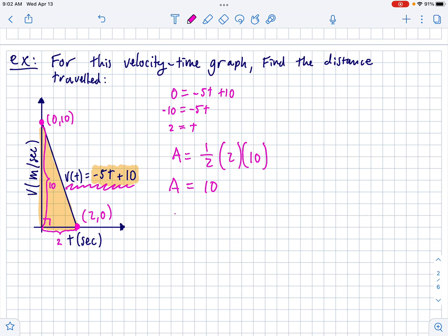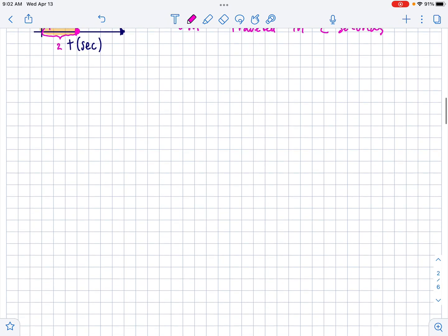So 10 kilometers traveled in, no, meters, not kilometers. I was like, oh my gosh, this thing is moving fast. 10 meters traveled in 2 seconds. That's it for that problem.